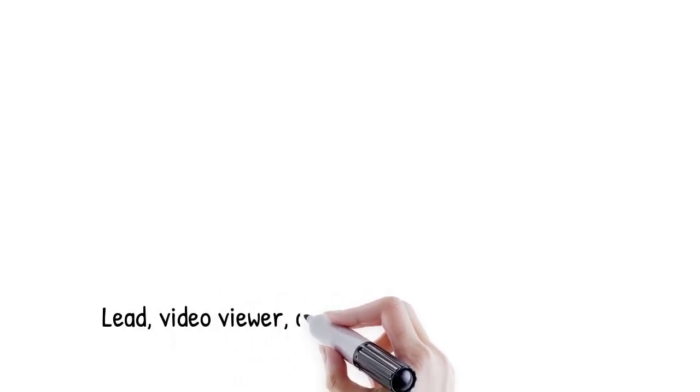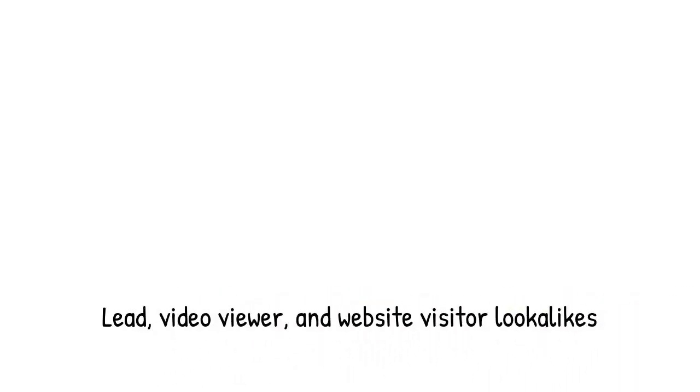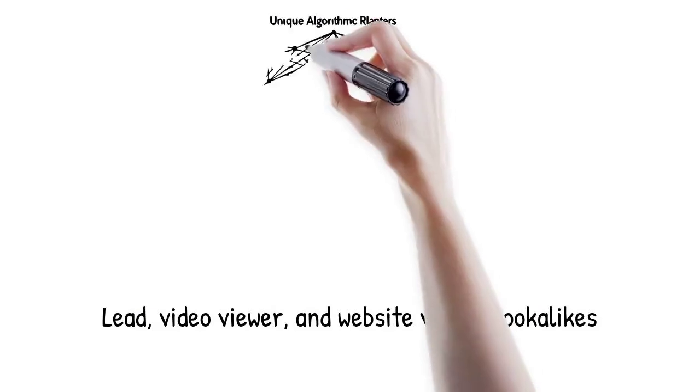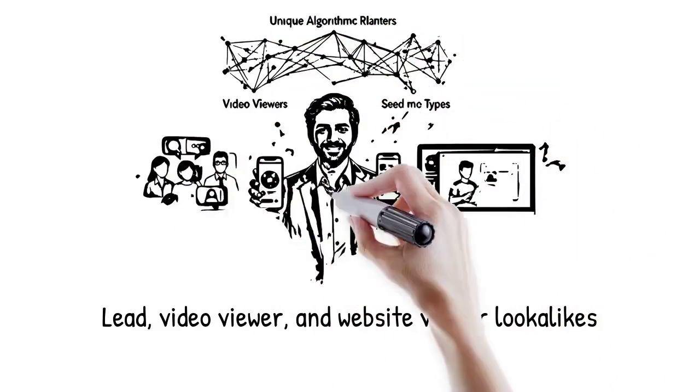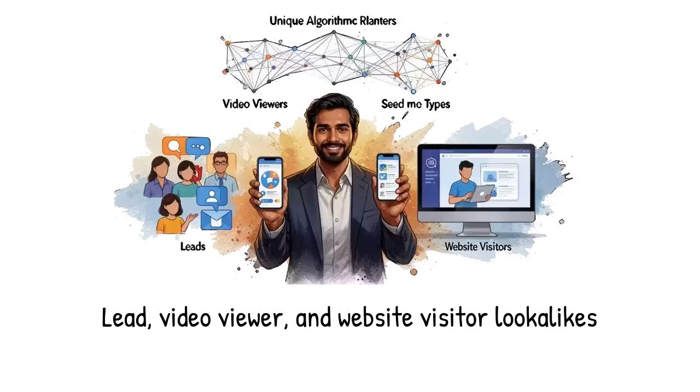Lead lookalike 1 to 3%, perfect for service businesses and coaches. Video viewer lookalike 1 to 5%, ideal for content-driven funnels. Website visitor lookalike 1 to 5%, broad but effective for awareness. Each seed gives the algorithm a different pattern to replicate.